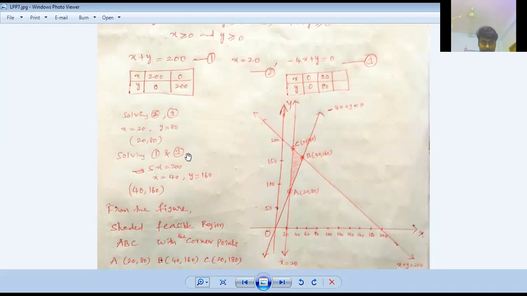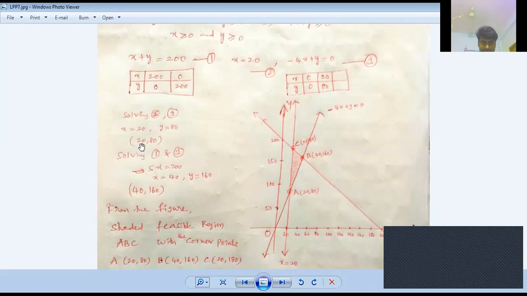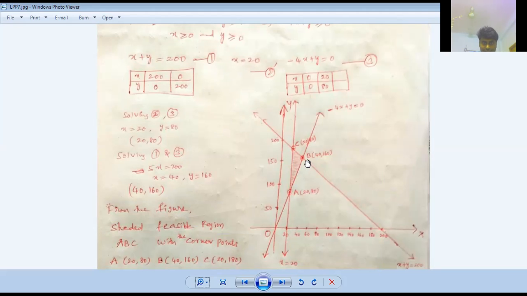Whenever you put x equal to 20 here, y value is 180, sorry, not 80, 180, right? 20 comma 180. So 20 comma 180 is the point of intersection, one point of intersection. Similarly, here also 40 comma 160. So we need to find point of intersection of all the three lines. So then we'll get graph like this.